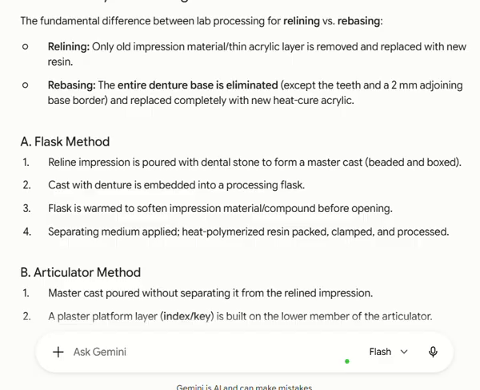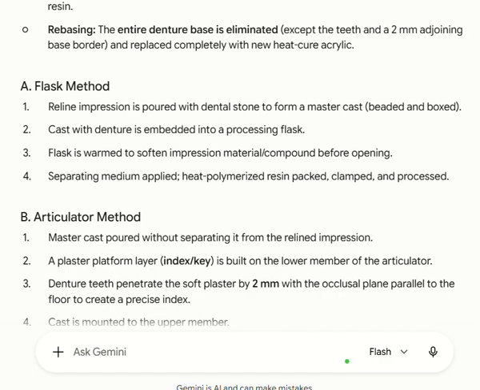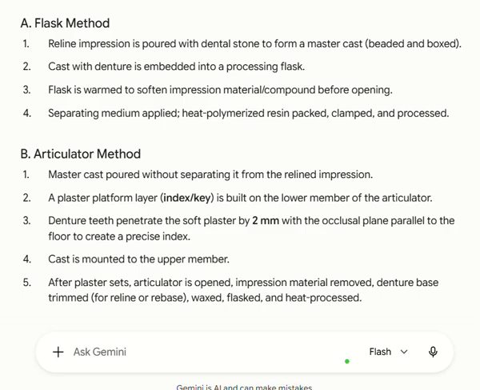A. Flask method. Reline impression is poured with dental stone to form a master cast, beaded and boxed. Cast with denture is embedded into a processing flask. Flask is warmed to soften impression material, compound, before opening. Separating medium applied, heat polymerized resin packed, clamped, and processed.